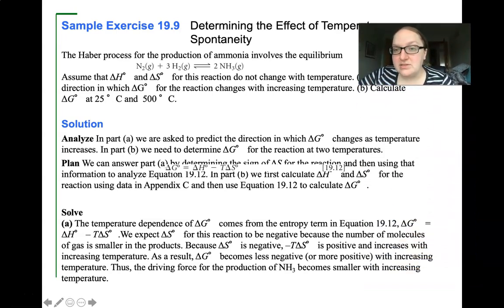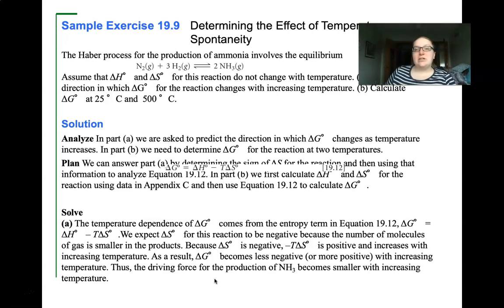One is to use the appendix values, which would be my favorite. Once we know that, we can figure out delta H and delta S for the reaction using those appendix values as well. And once we have those, we can plug everything into delta G. So we have a couple of different things we have to do.